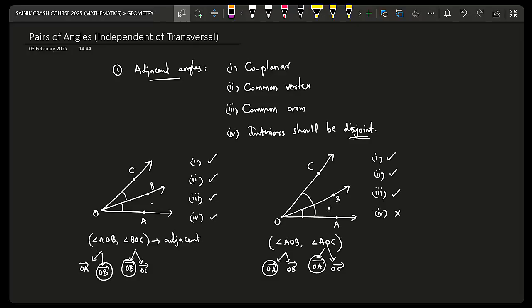Sir, I didn't understand coplanar. Coplanar means belonging to the same plane. See, you're using a tab, right? So everything is visible on the tab surface only. The surface is nothing but a part of a plane. So both the angles are lying on that plane only. So angles lying on the same plane, we call coplanar. That's it.